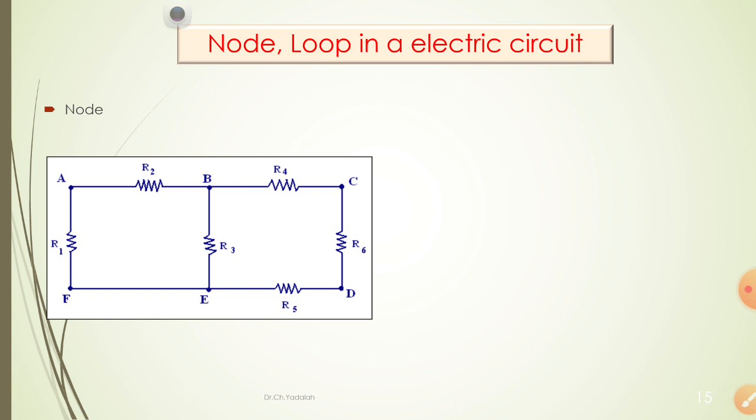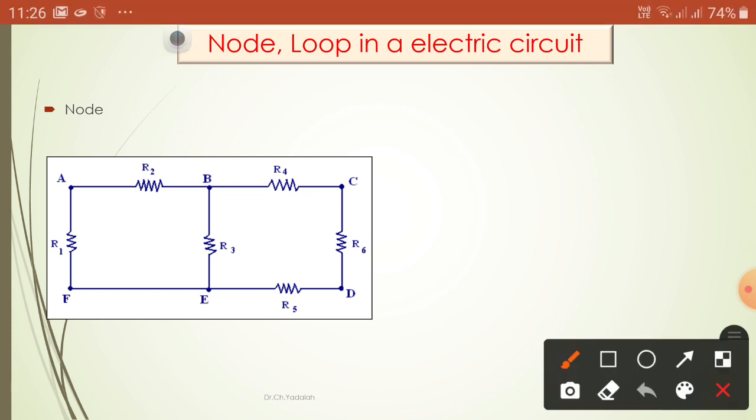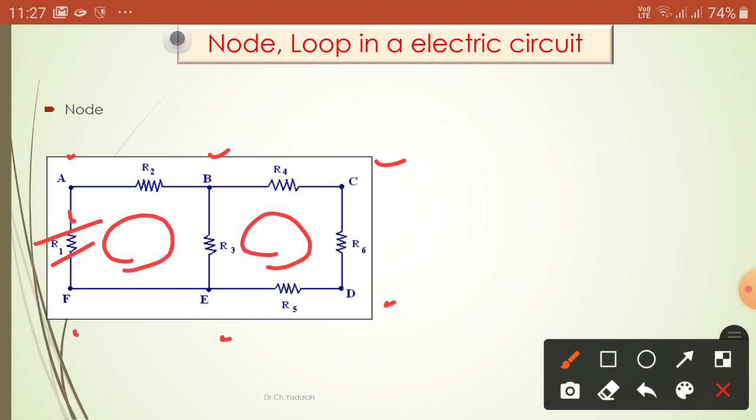Now, another topic is the node and loop in a circuit. If you observe this circuit, you can see A, B, C, D, E, F connected. There are no active elements, but you can see this is one room and this is another room. As you know KCL and KVL from basic 10th class level, for example, if I connect one source here, whatever current enters at B may go in this direction and this direction. That means the current is coming here. So this is the common point for this element, this element and this element. This common point is known as the node.